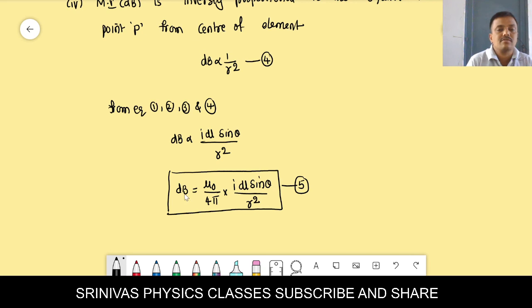According to this formula, we say that the magnetic induction is directly proportional to current, length of element, sine of angle, and inversely proportional to the square of the distance. Whenever the proportionality is removed, in any case, you will get some constant. That constant value we can find out practically, right? And they got it as mu naught by 4 pi.